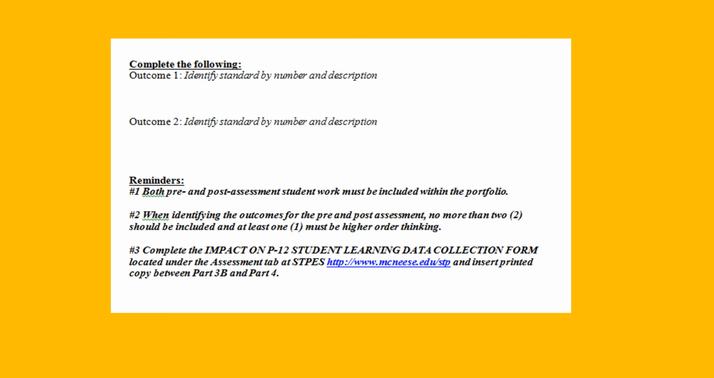This just gives your scorer, your evaluator, an opportunity to look at what you think you are trying to measure with your pre and post assessment. So what is the outcome as written in your lesson plan? And what is the standard number and description that goes along with that information? Again, reminders, your pre and post assessment student work must be included. You're going to identify your pre and post assessment outcomes, and it can be no more than 2, and at least one of them has to be a higher order thinking.